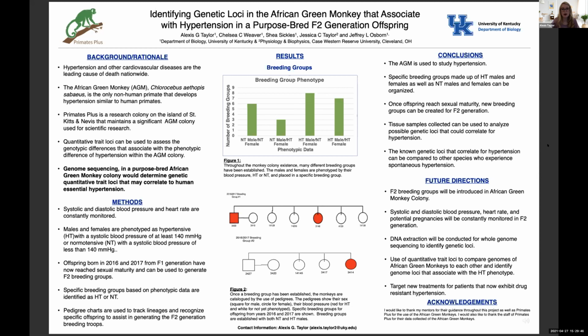We are now in the prime of the mating season. Mating season will go all the way up until about the end of September, early October. So a couple times a week, we have to check all of our females to see if there are any pregnancies that we then need to monitor and keep track of. And then again, with our tissue samples, we do DNA extractions in order to whole genome sequence to identify our genetic loci for hypertension. That helps us to try to correlate and further advance the hypertensive studies to help the human population.